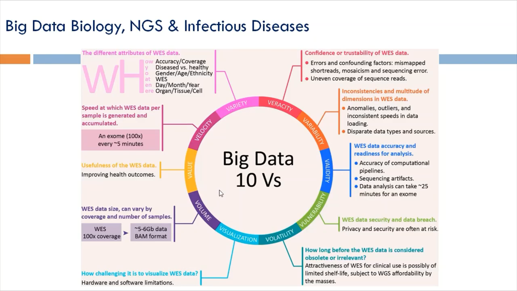Four V's, volume, velocity, variety and veracity, describe big data. But in biological data, we have more than 10 V's, approximately 10 V's, isn't it? I would explain that by means of whole exome sequencing data. Whole exome sequencing is quite often called WES. Instead of sequencing the entire genome, we can sequence protein coding genes alone. That is what is called the exome. It is much, much smaller than the genome, right?